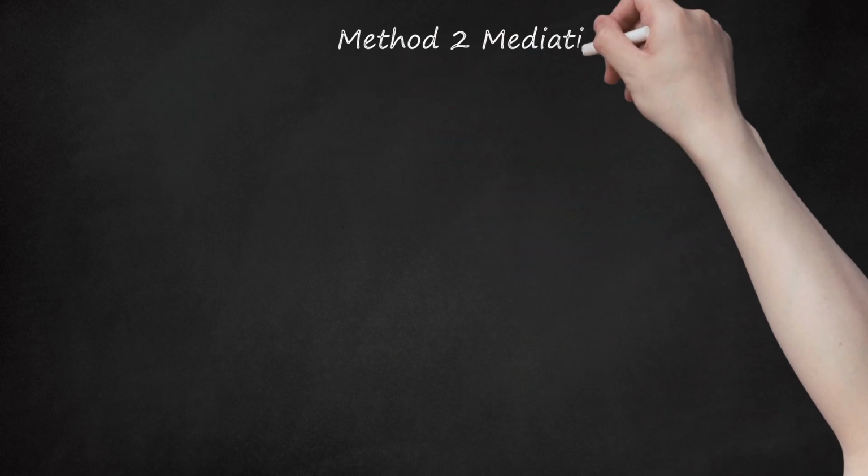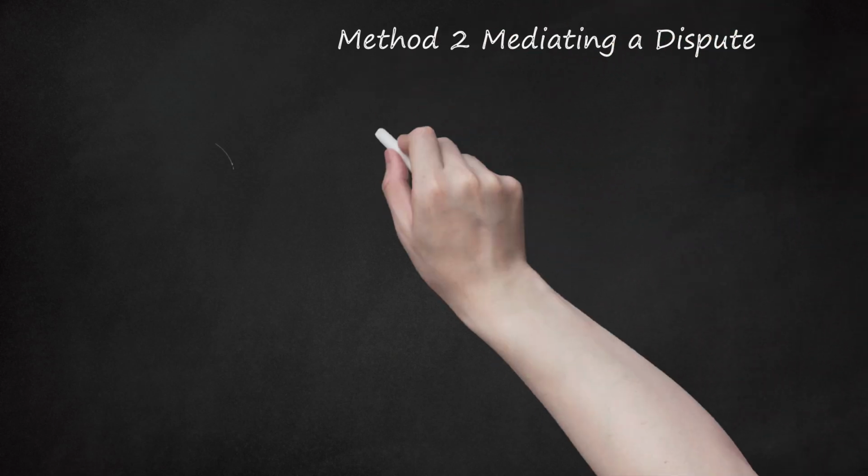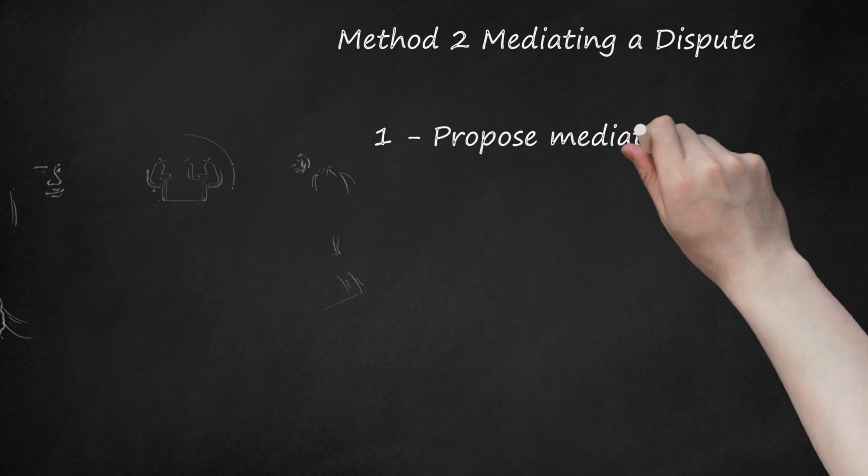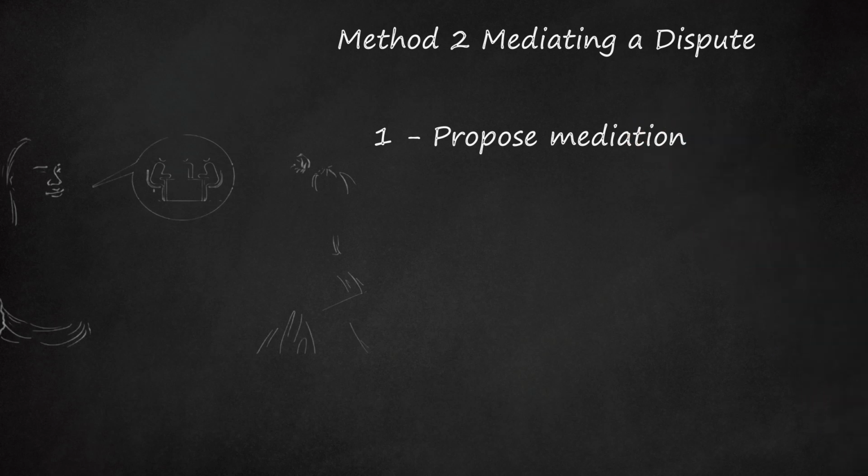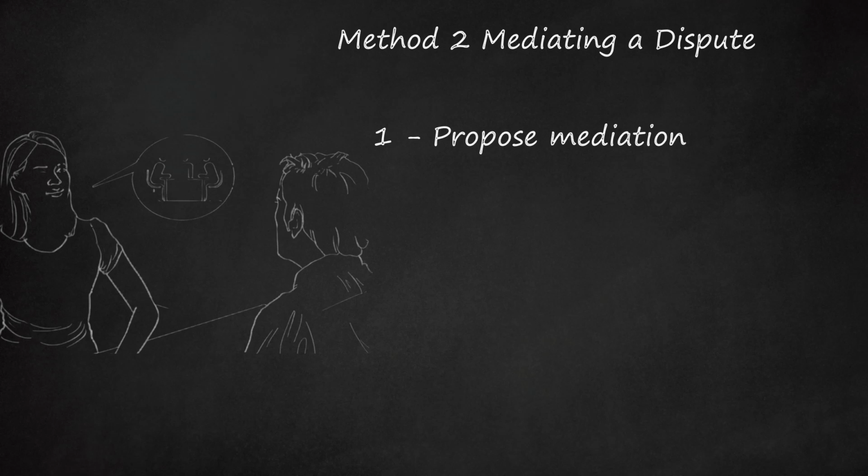Method 2: Mediating a dispute. 1. Propose mediation. In mediation, a third party listens to you and your landlord explain the dispute. This person doesn't act as a judge. Instead, they try to help you both reach a resolution you can live with. Mediation is voluntary, so you can walk away at any time.